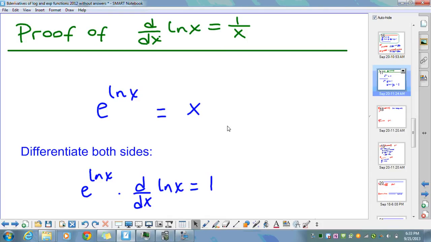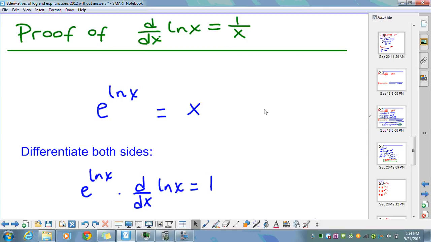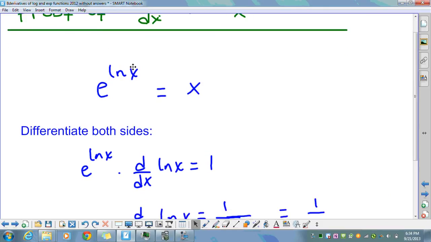Because e to the x and natural log of x are inverse functions of each other, and they will cancel each other. We've seen this was one of the properties on the first page. They cancel each other and you get back x. So we know this is true. We also know how to differentiate the exponential function now. Think of this as e to the u. If you differentiate both sides, this side gives you e to the same power times the derivative of the power. On the right-hand side, the derivative of x is just 1, right?